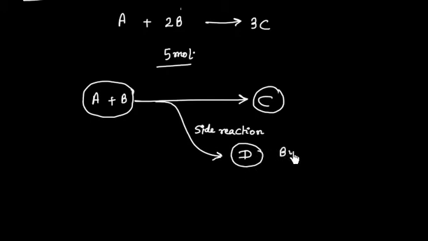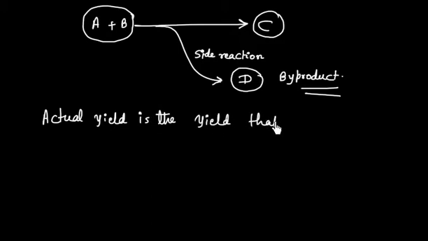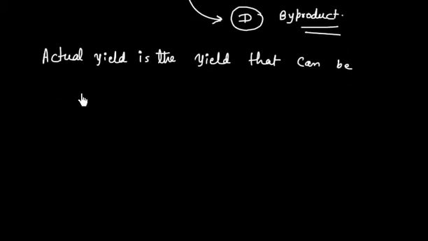So due to some side reaction, A plus B forms another product. We can call this a byproduct. So if this byproduct is formed, this means some of the A plus B is used to form D. So this means there will be less amount of C formed. That is the actual yield. So in industry, I will get less amount of C than calculated from the balanced equation, and this is called actual yield. So what is actual yield? Actual yield is the yield that can be obtained in the industry.